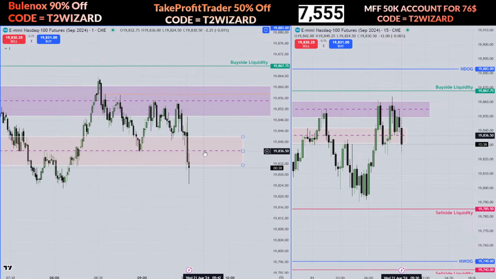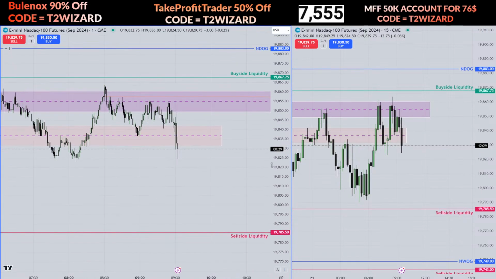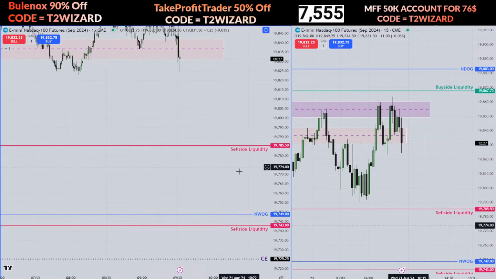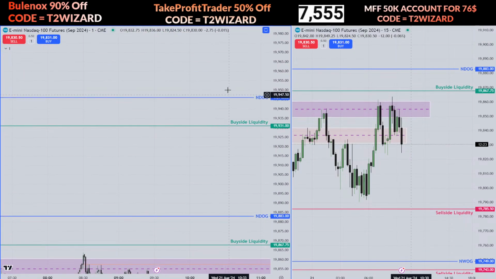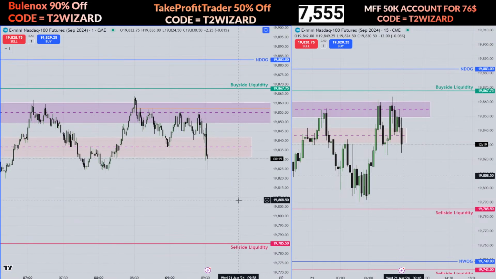I would love to see how it is going to use this opening gap. Can it use it as a resistance, or is it going to use this as a support? What is your direction, brother? I really don't have any direction. I have the sell side liquidity here and here. I have the buy side liquidity here and here, and the real gap over there. So I really don't have any bias.